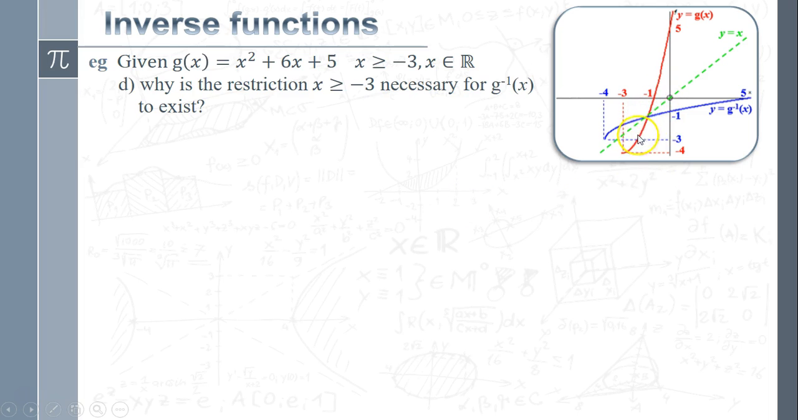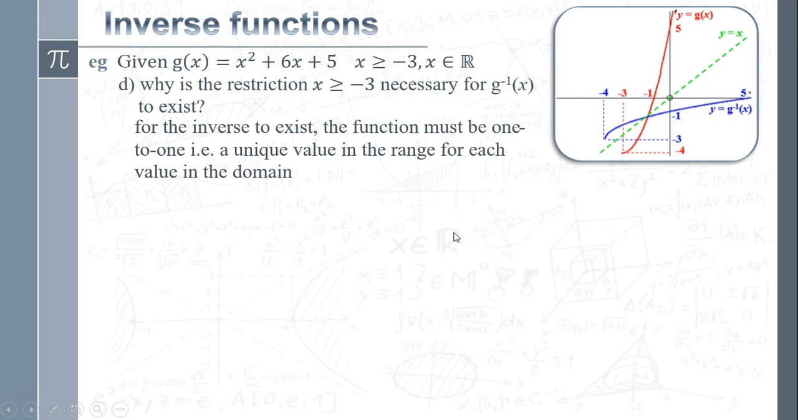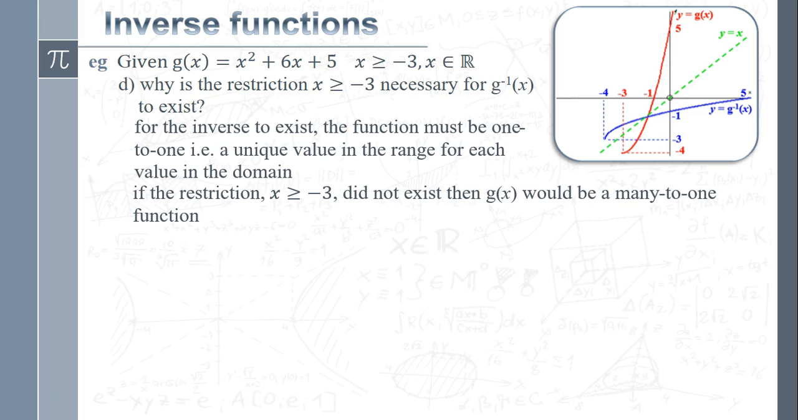And if you imagine we had this red line and it started going back up again, what we'd actually have there would be a many-to-one function, so that we wouldn't have those unique values. So we've got to restrict it so there's only one possible output for every possible input. So for the inverse to exist, the function must be one-to-one, and by restricting the domain, that's what's making it one-to-one. Okay, right, that's all that.